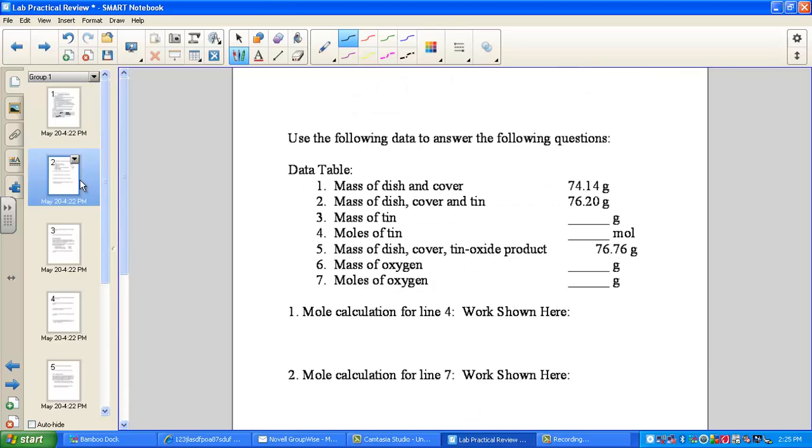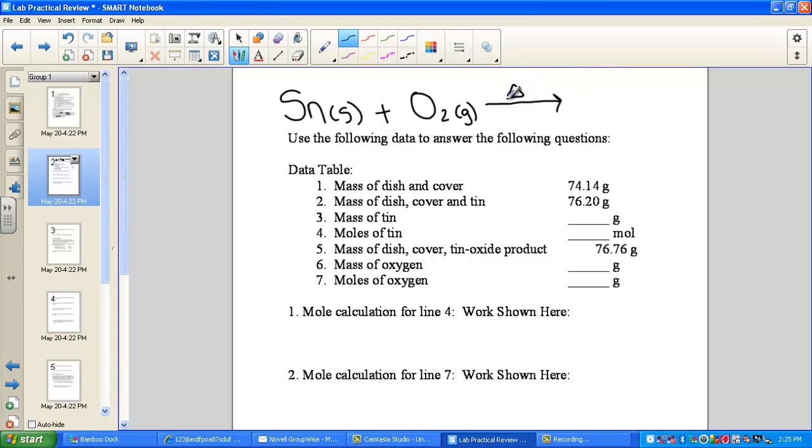Let's take a closer peek at more examples. Keep in mind just a general idea of what we've done. Here's the skeleton. Tin metal starts as a solid. We want to react that with oxygen from the air. There's the gaseous form of oxygen.